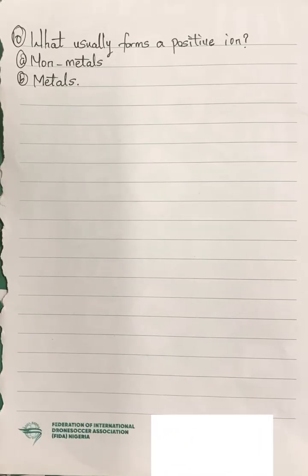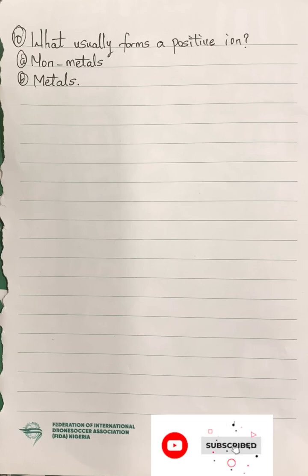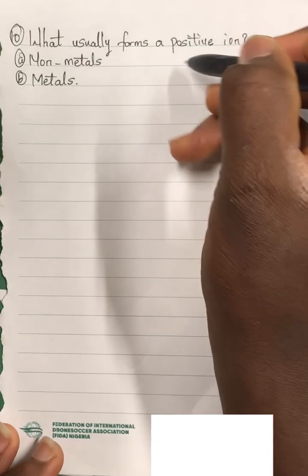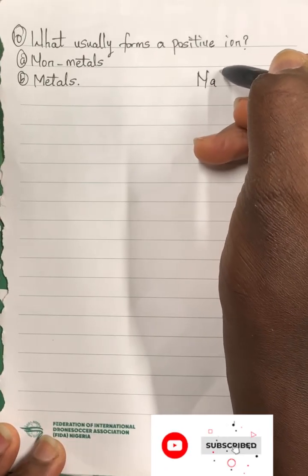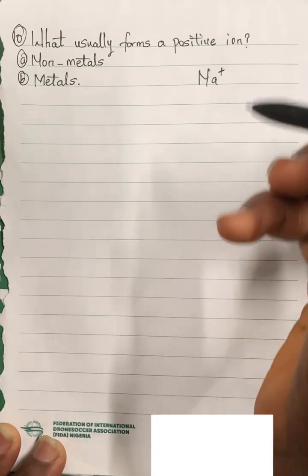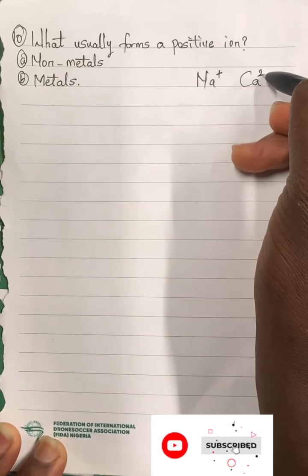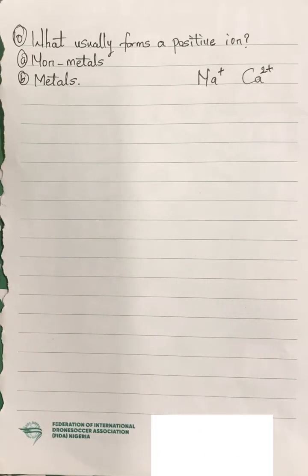The last question here. What usually forms a positive ion? A. Non-metals. B. Metals. Non-metals like chlorine, its ion is what? It is negatively charged. Why do metals form positive ions? Example like sodium, it has a 1 positive ion like this. Why calcium, positive ion plus 2. So elements that form a positive ion are what? Are metals.